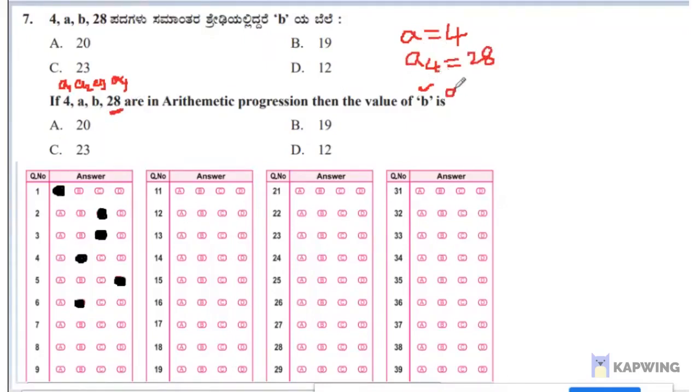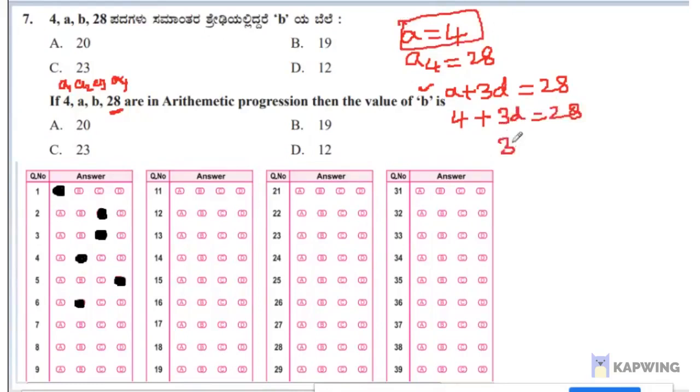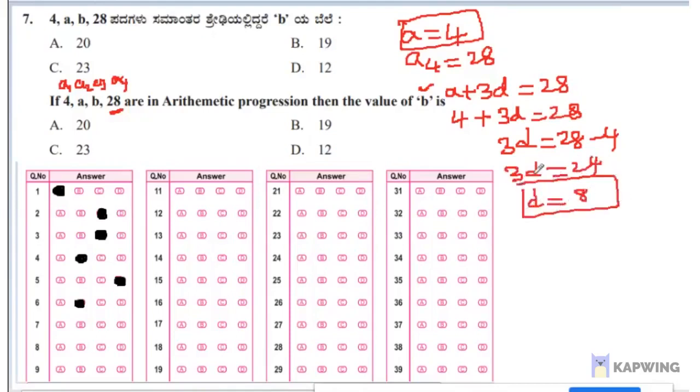We all know the fourth term formula is A plus 3D, which is nothing but 28. A is 4 from the arithmetic progression, so 4 plus 3D is equal to 28. 3D is equal to 28 minus 4, which is 24. Therefore, the value of D is 24 by 3, which is 8. So we know the first term A and we know D.